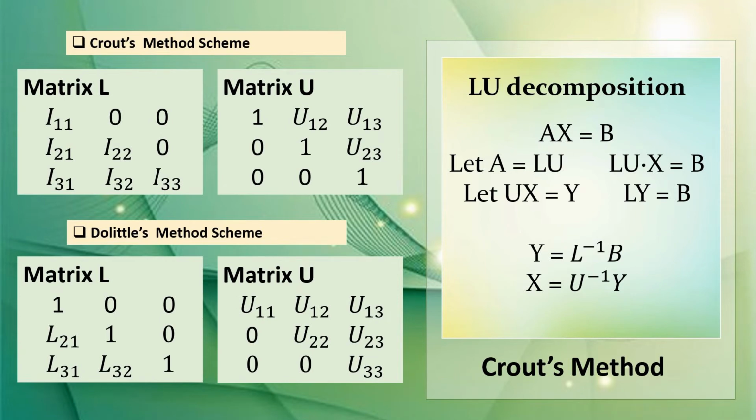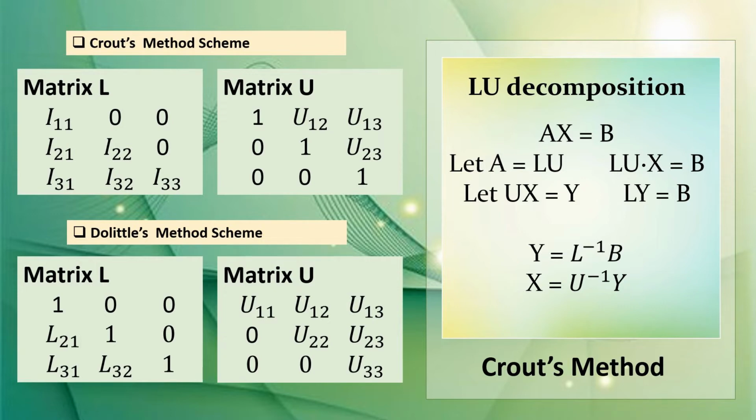LU decomposition is used in Crout's method. Again, given a system of linear equations, we can write it in the matrix form AX is equal to B. In this form, we may suppose A is equal to LU, and we can substitute it in the given equation. So this will result to LU multiplied by X is equal to B. After that, we suppose UX is equal to Y. So the equation will become LY is equal to B.